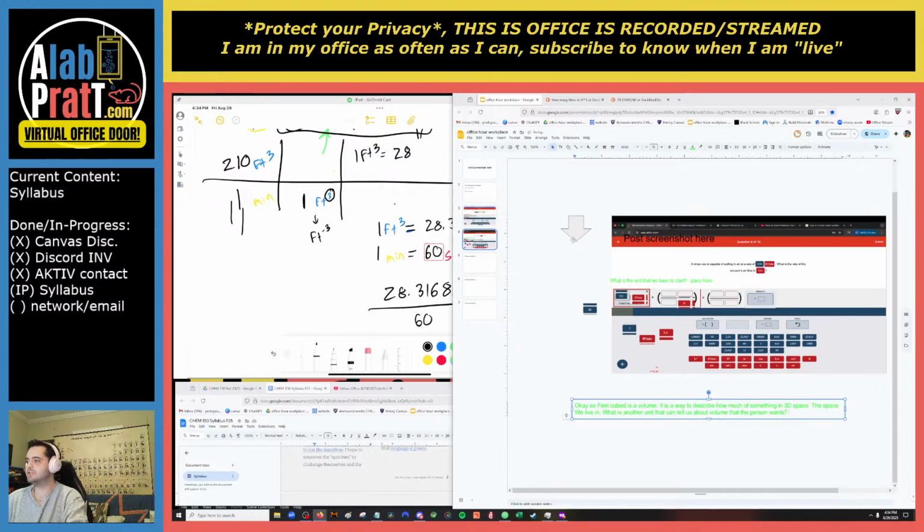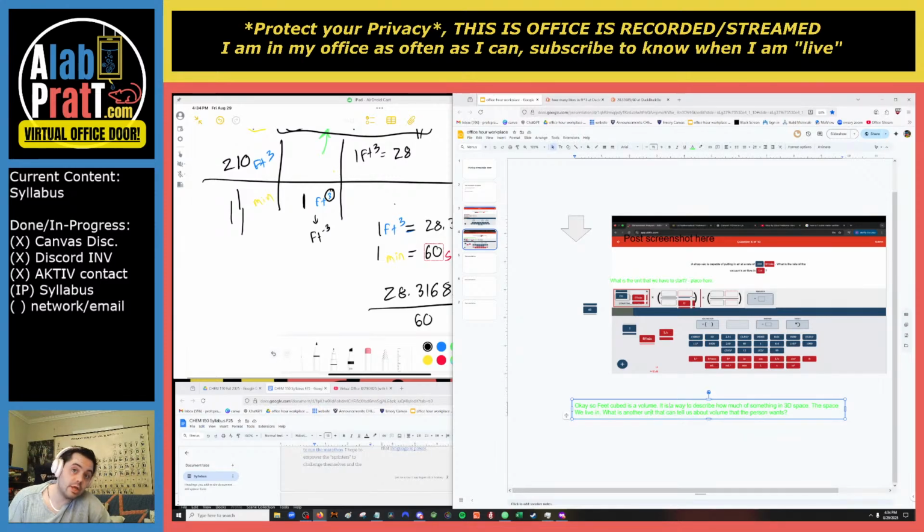Right, so ask yourself again, and I think you already know this. Feet cubed is a volume. It is a way to describe how much something takes up in 3D space. My cell phone has 3 dimensions that can describe how much volume it takes up in the world. But I don't have to describe this in feet cubed or inches cubed. There are other ways to describe volume.